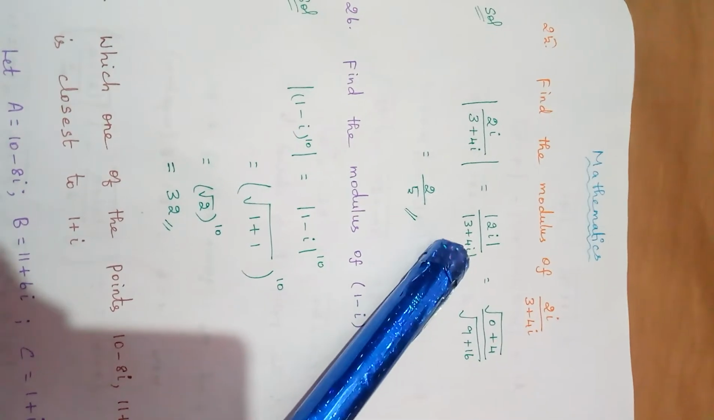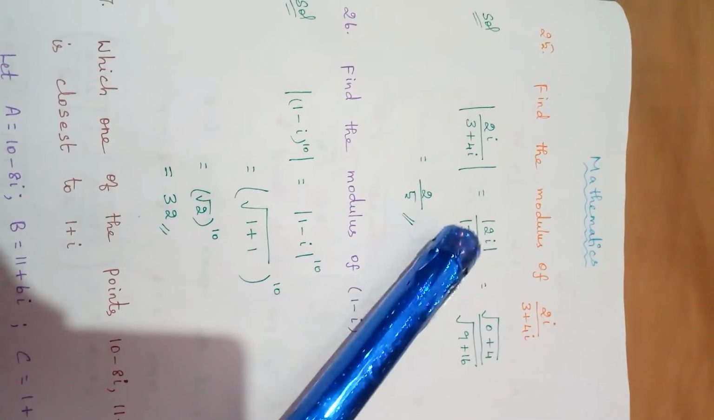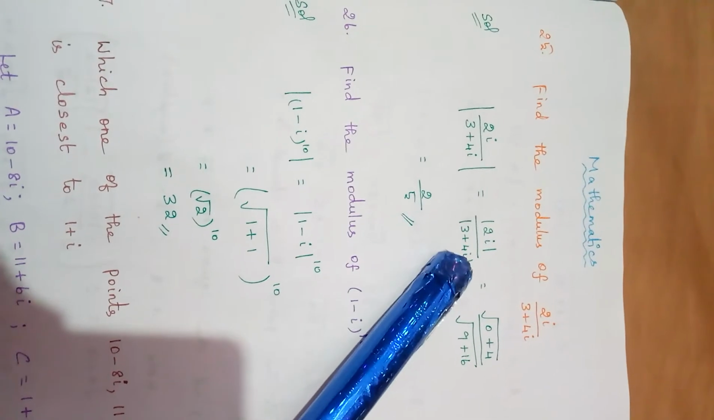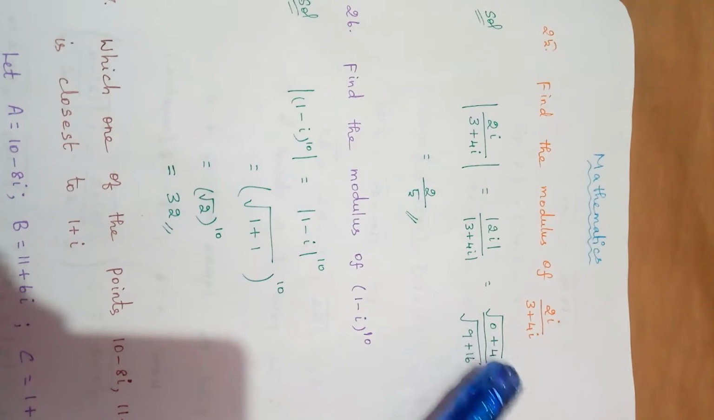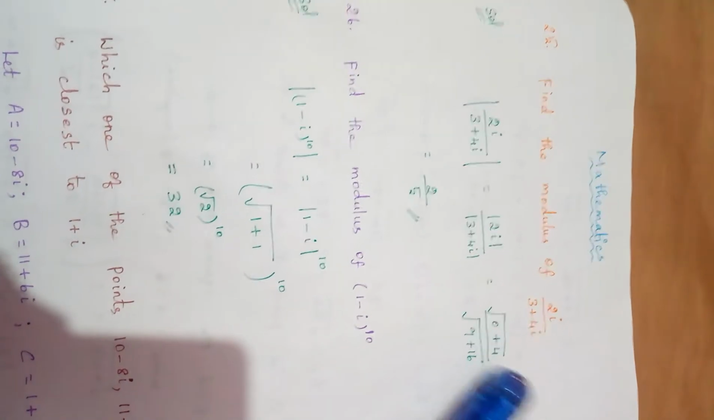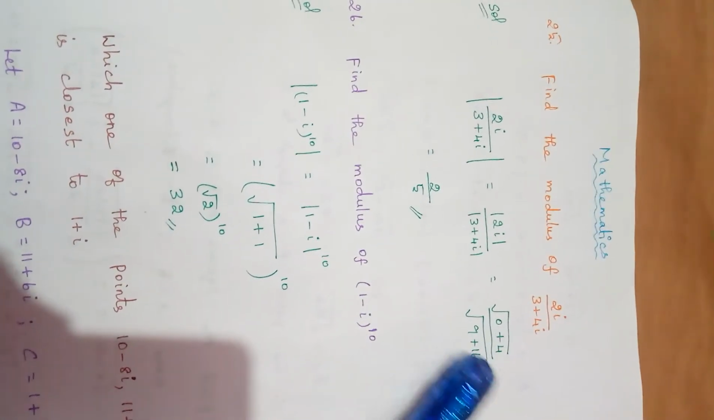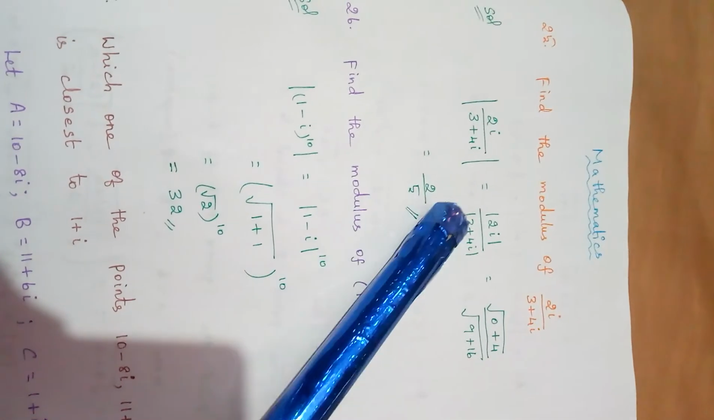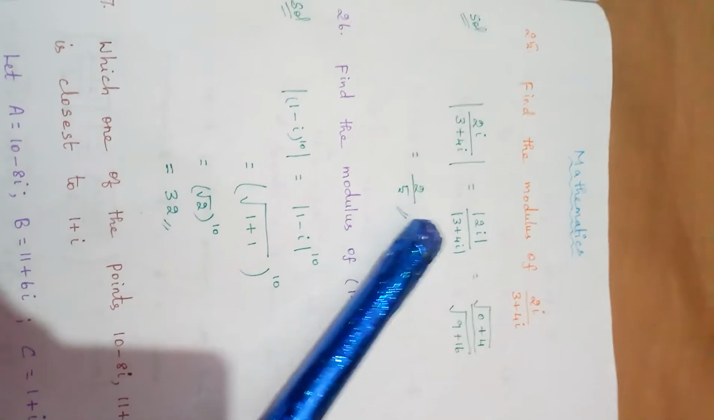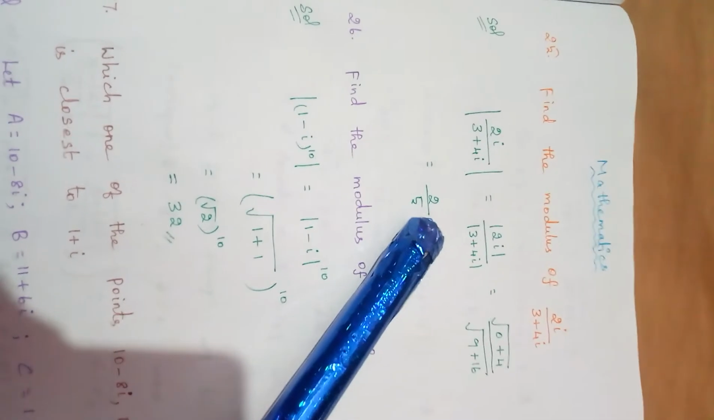Similarly, for the denominator, 3 plus 4i is a complex number. The real part is 3, the imaginary part is 4. So squaring those real and imaginary parts, 9 plus 16. Root 4 is 2. If I add this, 25, so root 25 is nothing but 5. So 2 by 5 is the answer. I think you will understand this simple problem.